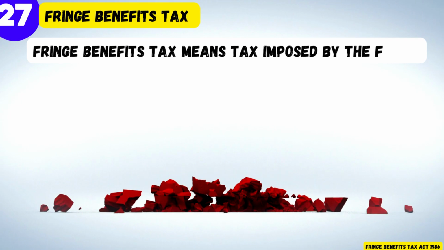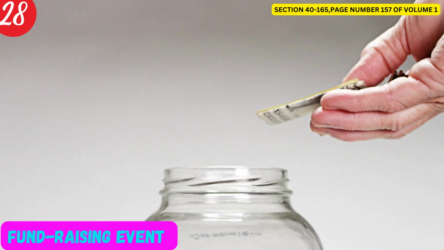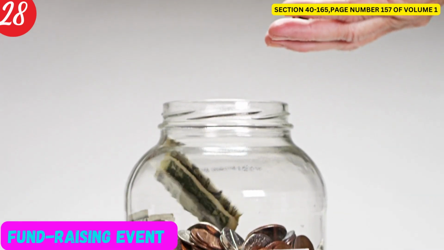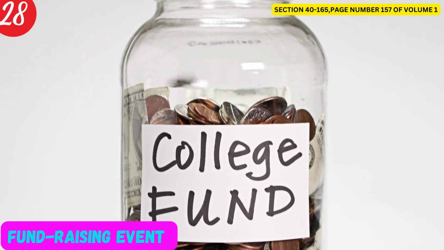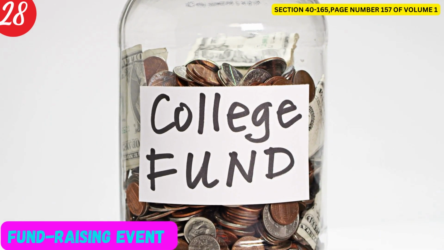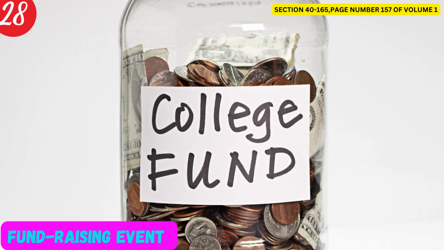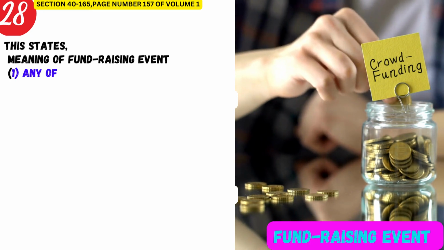Fringe benefits tax means tax imposed by the Fringe Benefits Tax Act 1986. Word number 25. Fundraising event has the meaning given by Section 40-165. You can find this information on page number 157 of Volume 1. This states: Meaning of fundraising event.